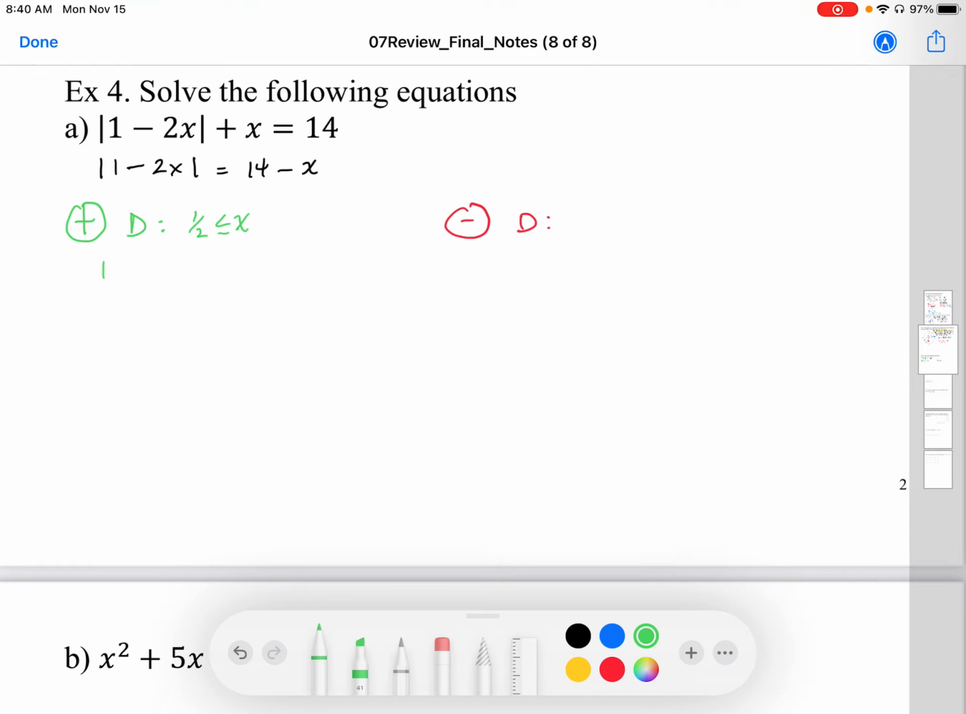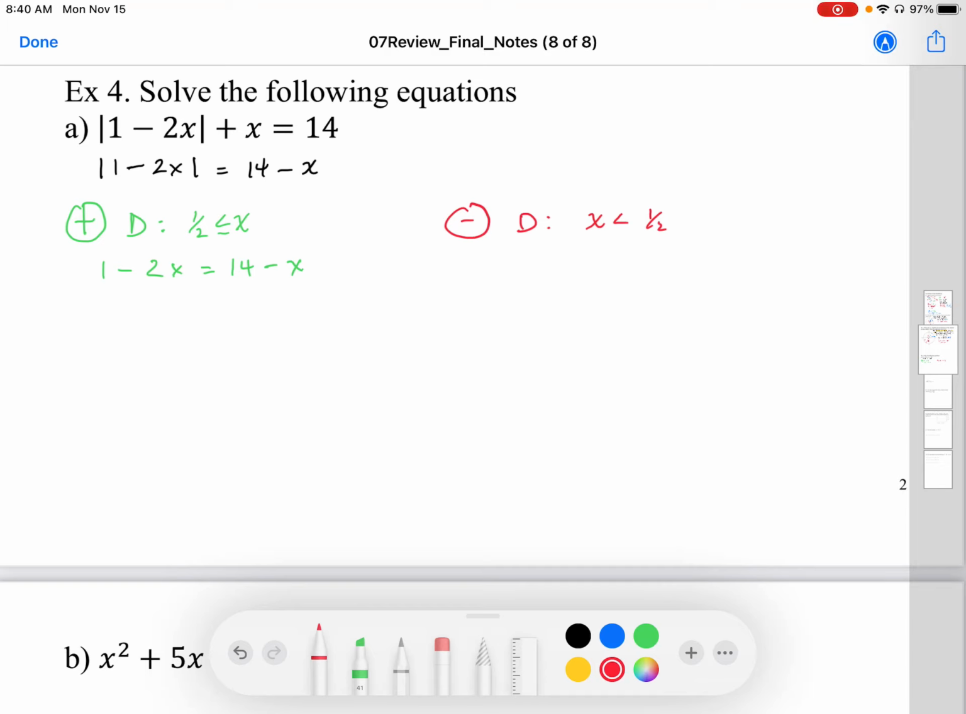So then we can drop the absolute value and say that in that domain, 1 minus 2x is positive, so we keep it the same. So it's going to be equal to 14 minus x. We can find a solution to that. There's also the negative domain. So if x is less than 1/2, we're going to end up with a negative number.